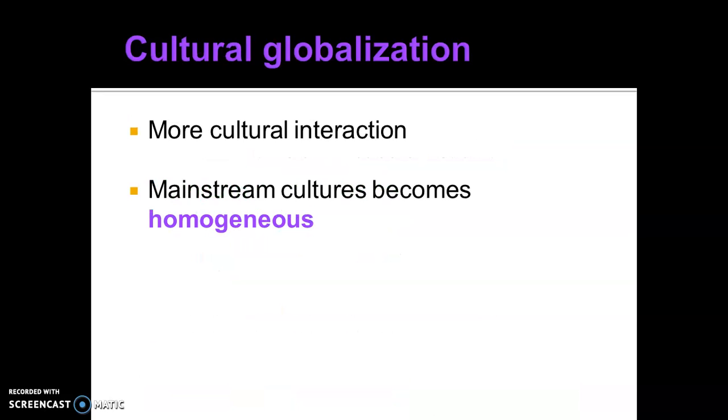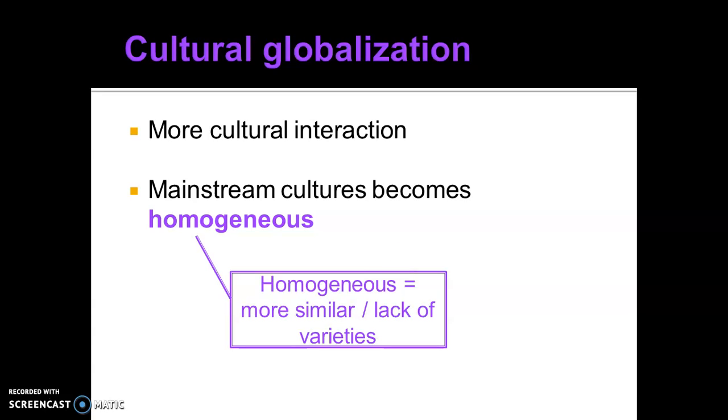So in simpler terms, cultural globalizations means there are more cultural integrations between different countries. And one of the important features is that mainstream cultures become homogeneous. Okay, you may be having a question mark in mind. What's the meaning of homogeneous? It means more similar, lack of varieties. So the mainstream cultures, they are getting more and more similar in different parts of the world.